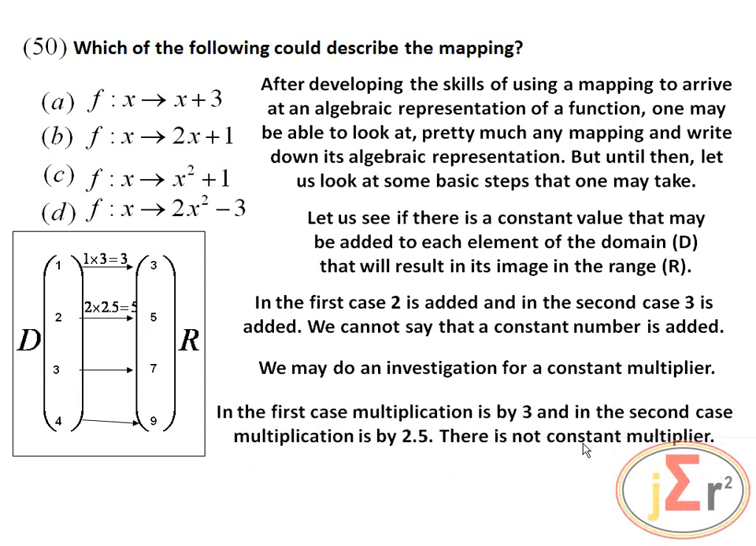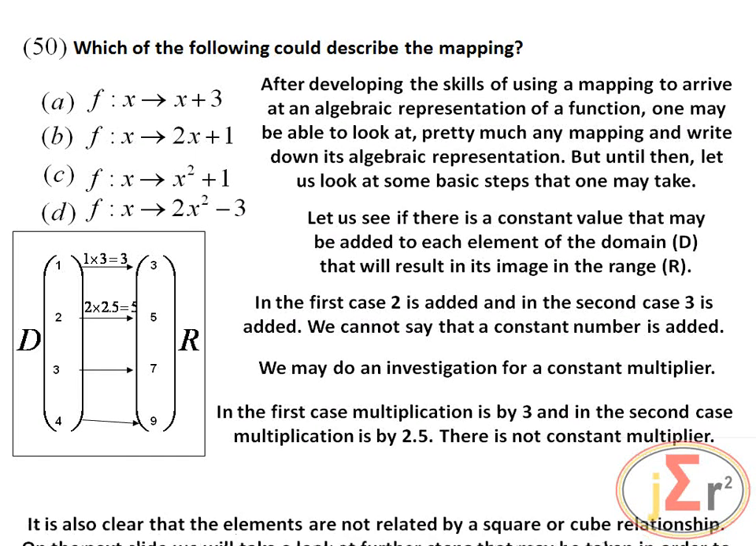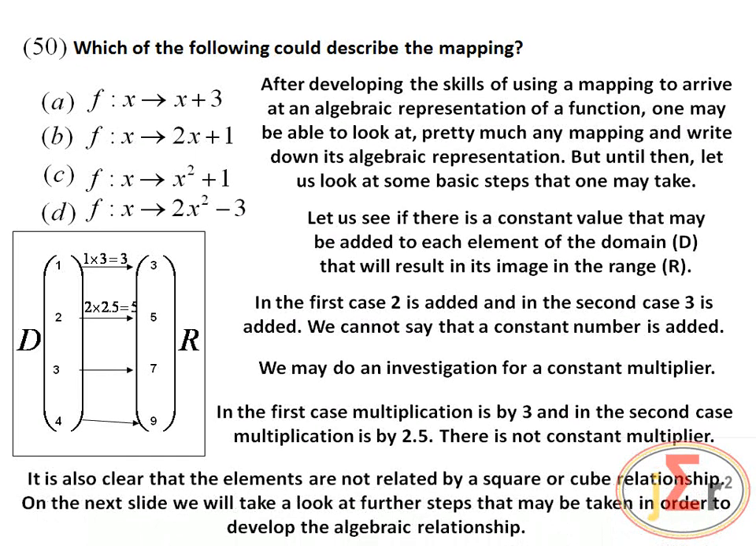In the first case, multiplication is by 3. And in the second case, multiplication is by 2.5. There is no constant multiplier that we can see. It is also clear that the elements are not related by a square or cube relationship. On the next slide, we will take a look at further steps that may be taken in order to develop the algebraic relationship. Let us move merrily along.